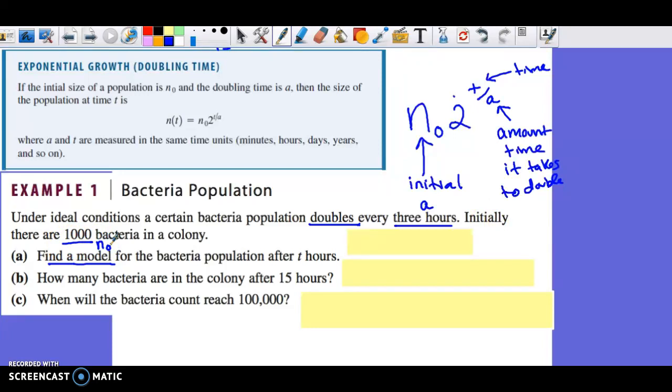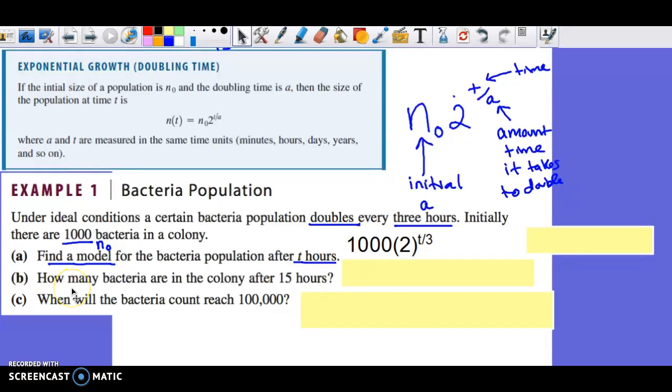Okay, they didn't tell us how much time has passed, and that's fine because we want our equation to represent how much population there is after t hours. So the answer to this would be 1,000 times 2 to the t over 3. And I'm just plugging in the information that's in the problem. This is the hardest part. Once you get this, everything else is a breeze because all you have to do is plug in.